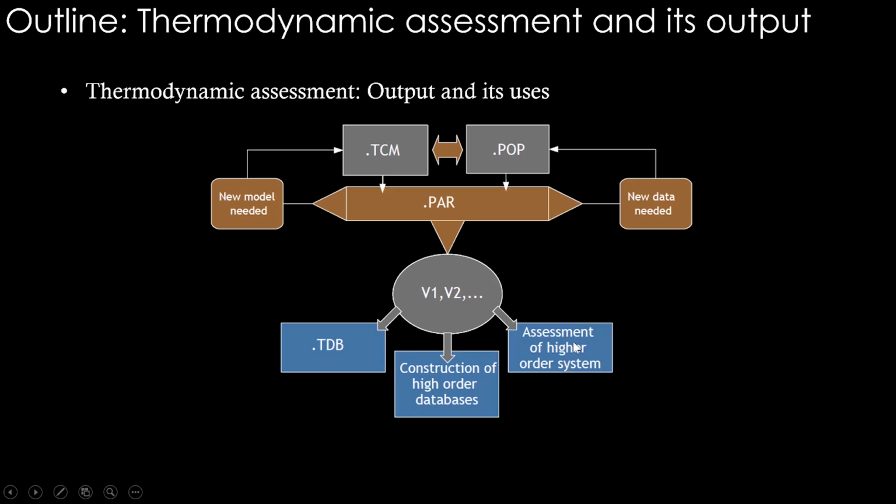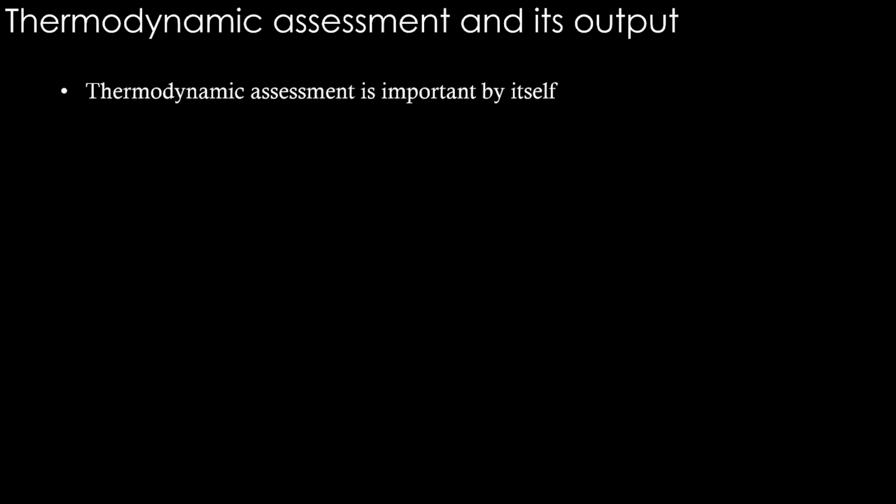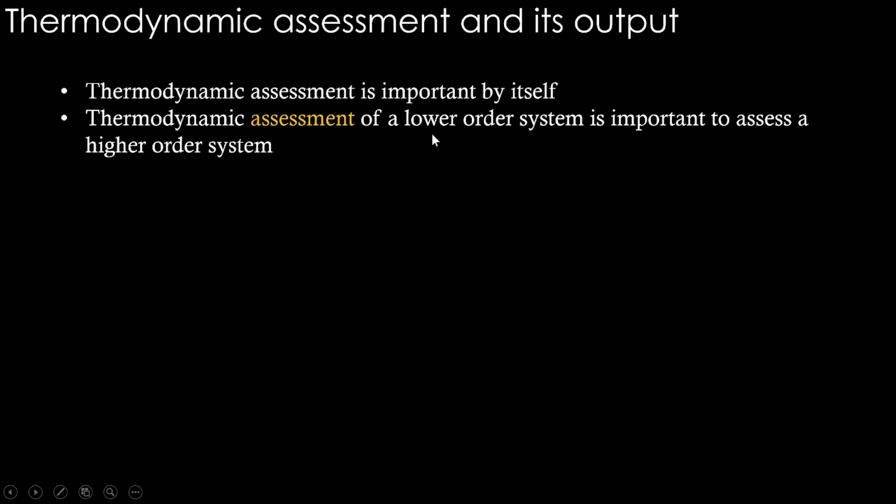Basically, a higher order system will have multiple lower order subsystems in it. And if assessments of all of them are done, they can be taken for the assessment of the higher order system. That is another purpose. So these are the things. Thermodynamic assessment is important by itself. Thermodynamic assessment of lower order systems is important to assess higher order systems. So this is where the assessment output of lower order systems is useful, to do the assessment of higher order systems.